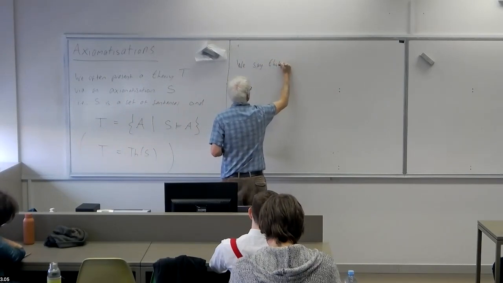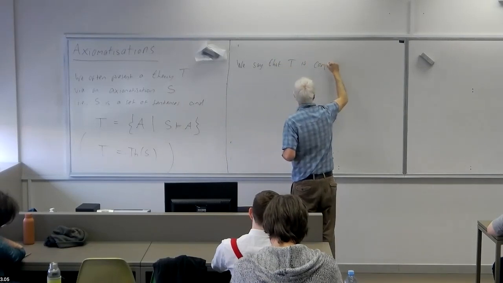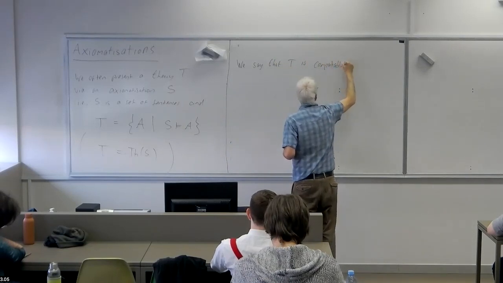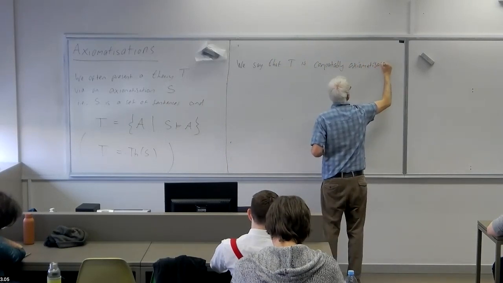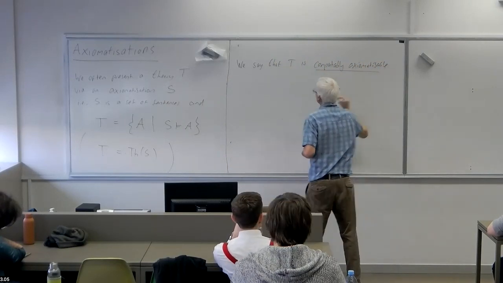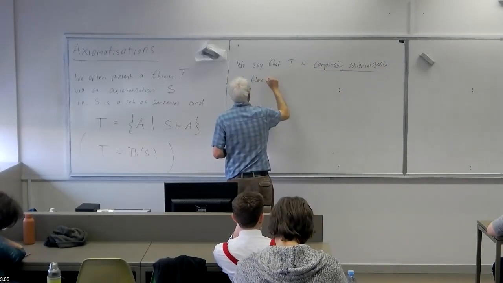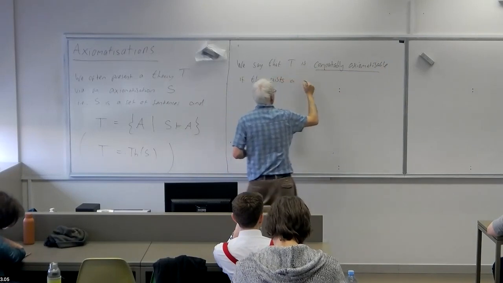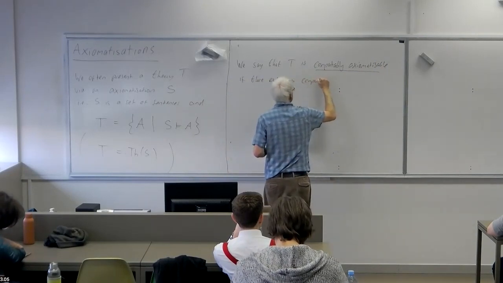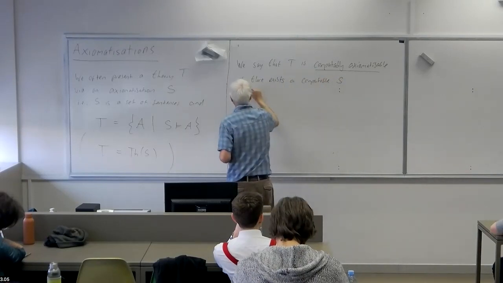a theory T is computably axiomatizable if there exists a computable S that axiomatizes T.